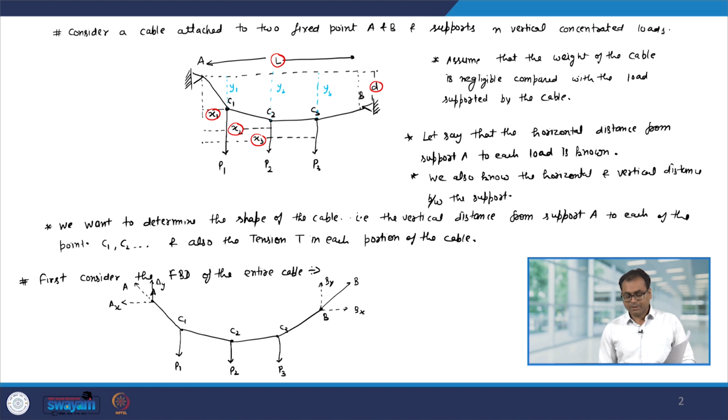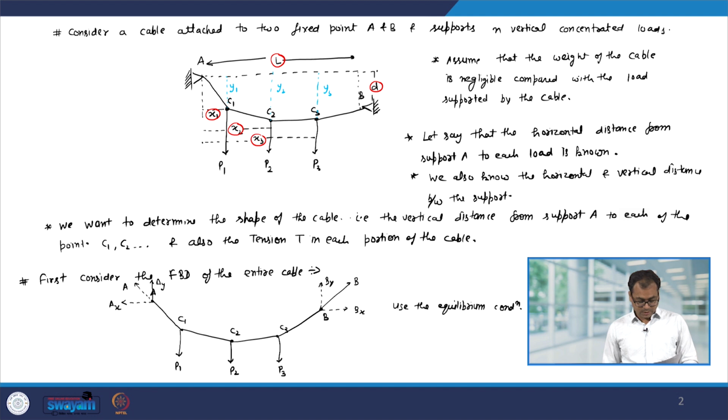Okay. Now, once I draw this kind of free body diagram, then I can use the equilibrium condition. So, summation Fx equal to 0, summation Fy equal to 0, and moment about, let us say, point A and point B should also be 0. Okay. So, with this I can determine what are the reaction forces at A and B. So, at least one quantity I can determine using the free body diagram of the entire cable.